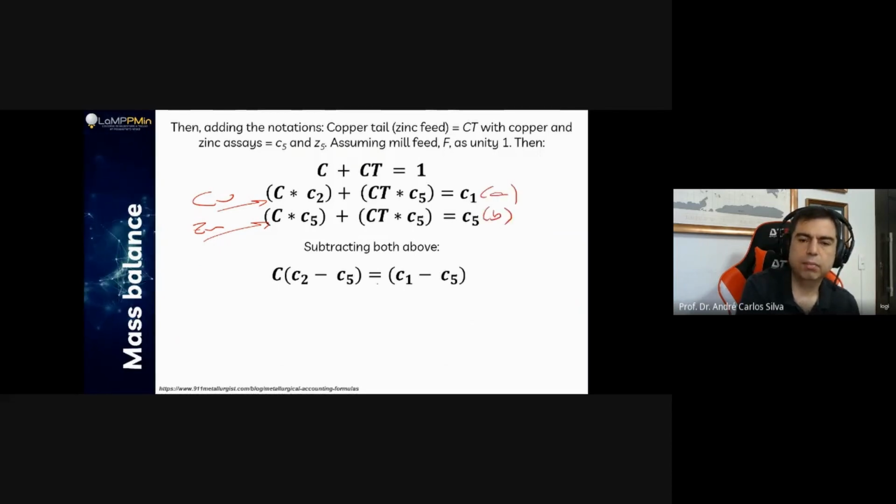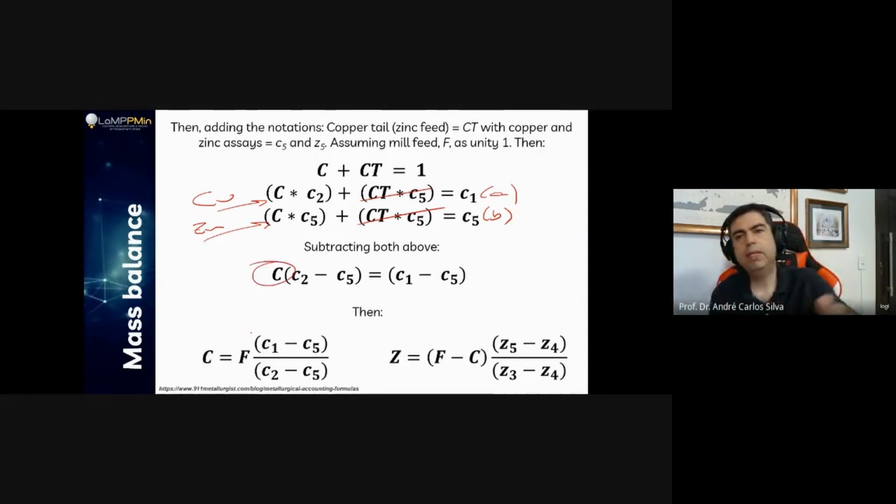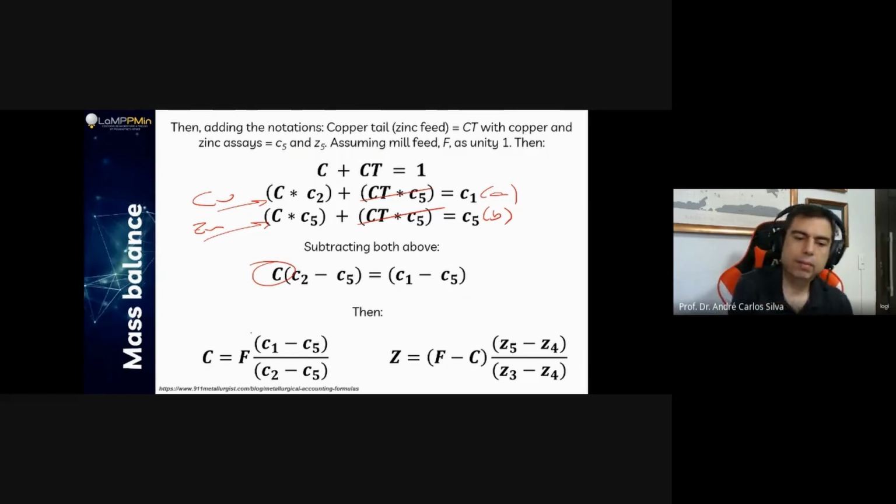I'm just performing the calculation over here. As you can see, the CT I'm going to remove, and this I just put in evidence C over here, okay? So coming back for the feed as F, I'm going to abort that F being just a unit 1, okay? I don't want to work with that. I can bring back the F, okay? What I have is the copper concentrate is going to be estimated like this, okay?